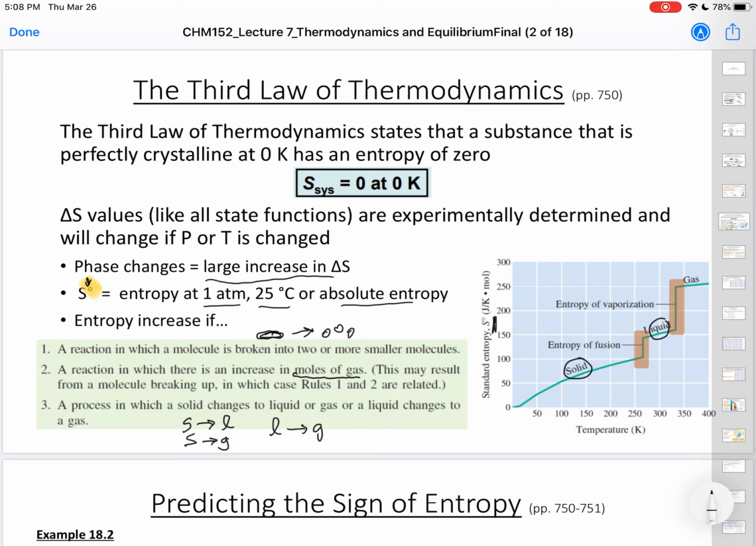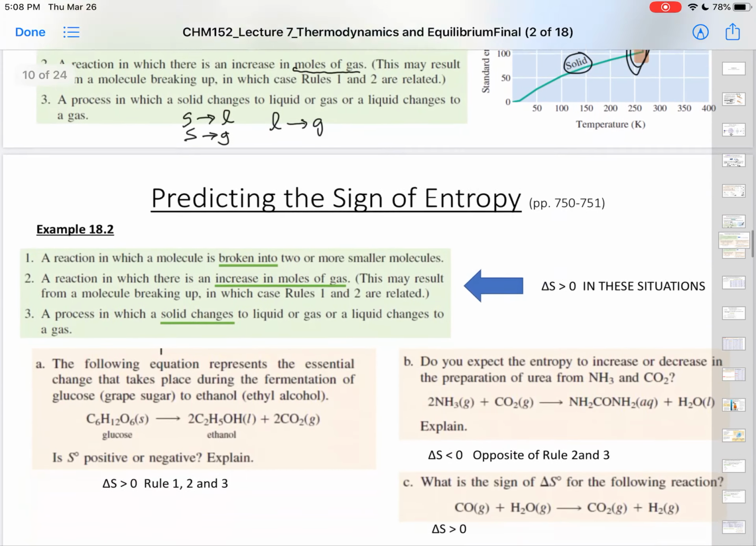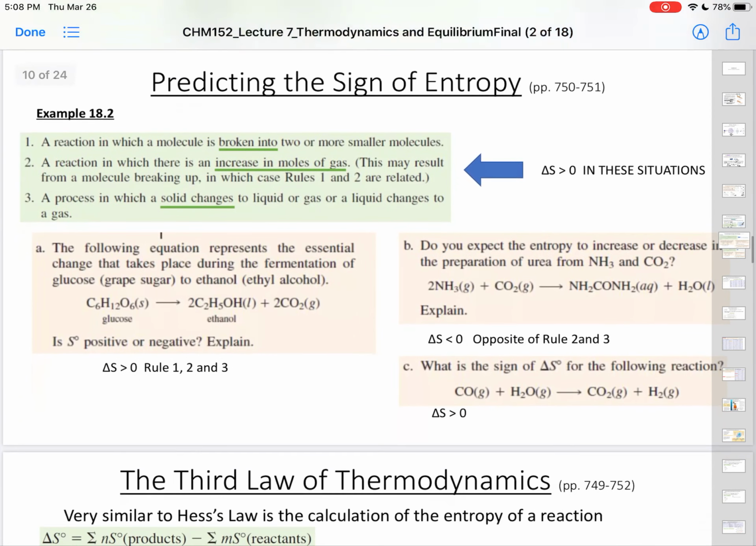And so, here there's a nice little chart. You can see that they have delta S, or disorder, on the y-axis. And every time you go from a solid to a liquid, you have this big change in delta S. And a liquid to a gas, there's another big change in delta S. All right. So we would like to predict, based upon our three rules, the sign of the entropy. So let's look at 3 examples.